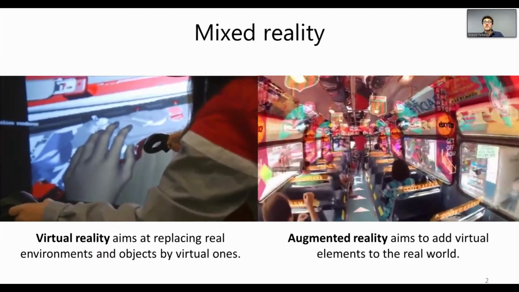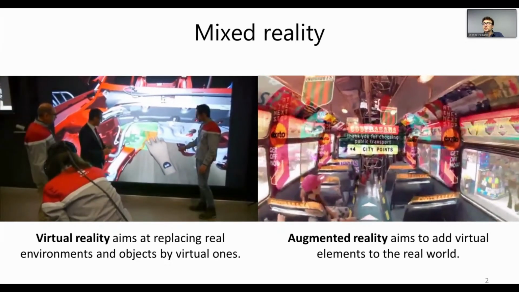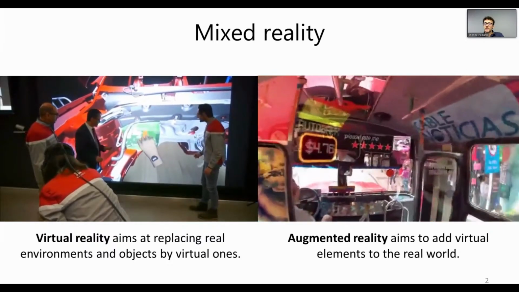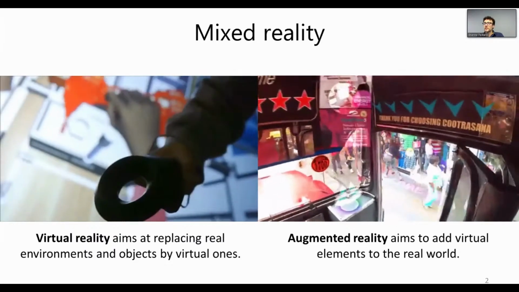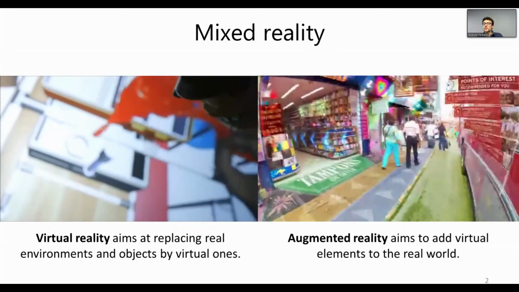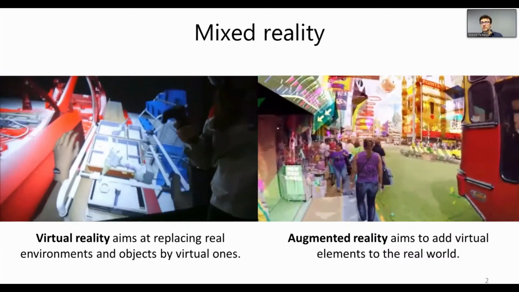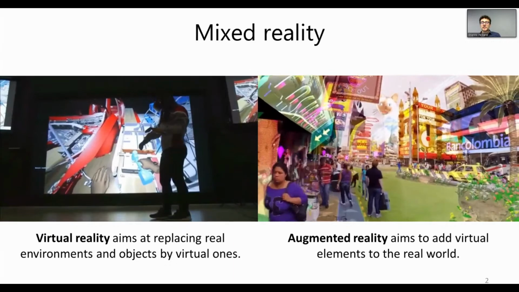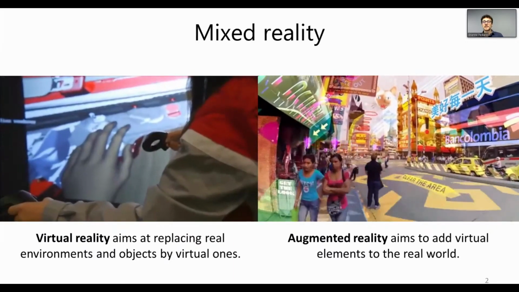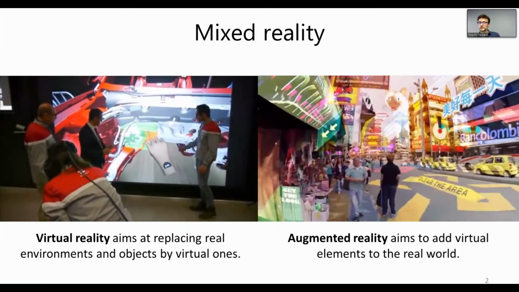First, what is mixed reality? In this presentation, I will use the word mixed reality to refer to every concept mixing real and virtual elements. On the one hand, we have virtual reality. Virtual reality aims at replacing real environments and real objects by virtual environments and virtual objects. While its goal is to substitute the real for the virtual, some real elements are still involved in virtual reality, such as the user's body.